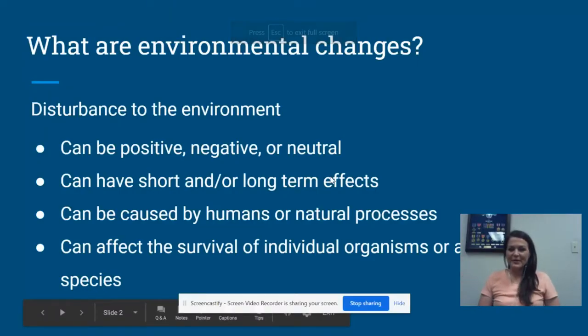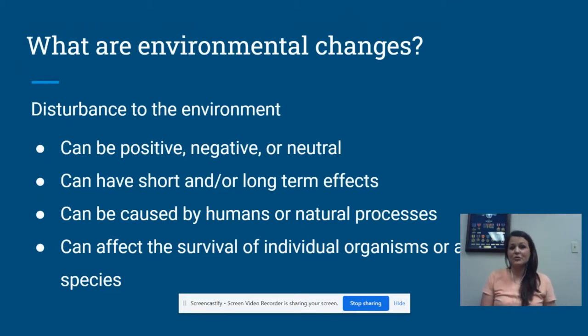Hey, it's Miss Malone here to introduce you to environmental changes. So, what are environmental changes? Environmental changes occur because of disturbances to the environment. Those environmental changes can be positive, beneficial, negative, harmful, or neutral and have no effect to the environment at all.